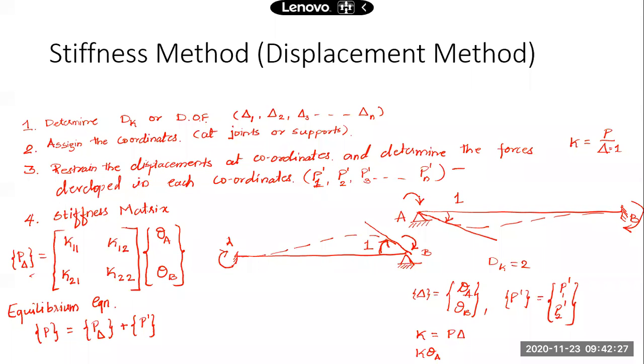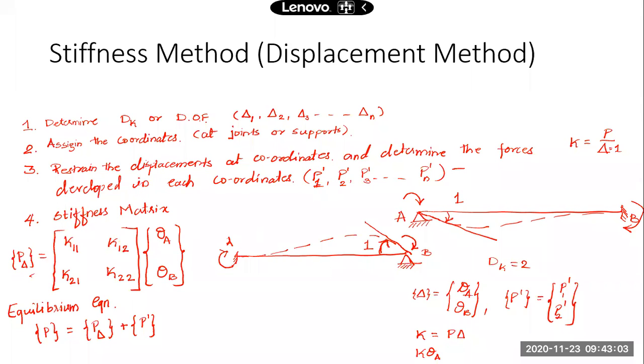What is the force required for developing unit displacement in the first coordinate? In this case, I gave unit rotation in the first coordinate. So what is the moment required for developing unit rotation in the first coordinate? That value will be here, K11. Then, with the unit displacement in the first coordinate, I find the force developed in the second coordinate, and I put that value over here. It will be the K12 value.